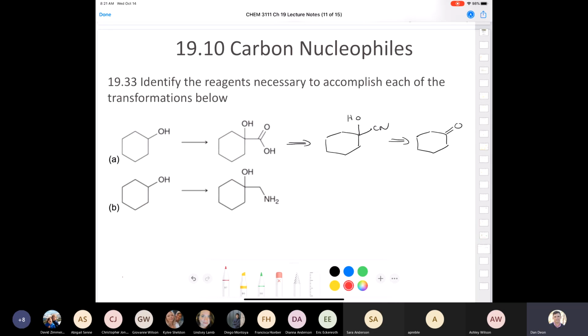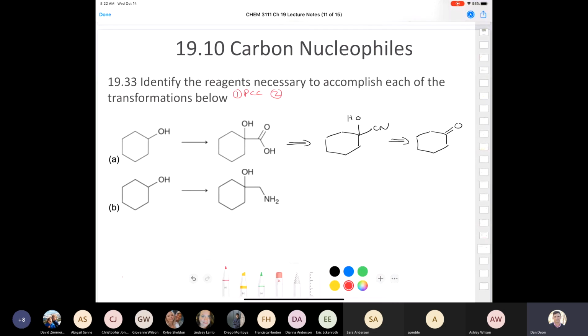Okay, and so the first step is going to be converting cyclohexanol, this compound, to cyclohexanone. For that, we just oxidize it using PCC. So the first step, and I'll write the steps up here, is going to be PCC. And again, if you want to choose chromic acid or Dess-Martin periodinane, that's totally fine with me.